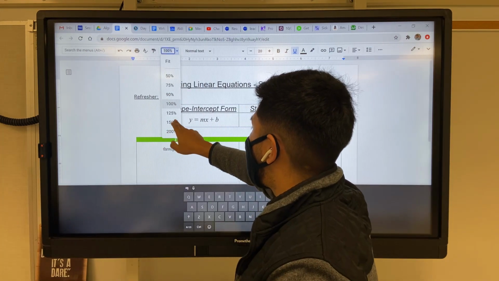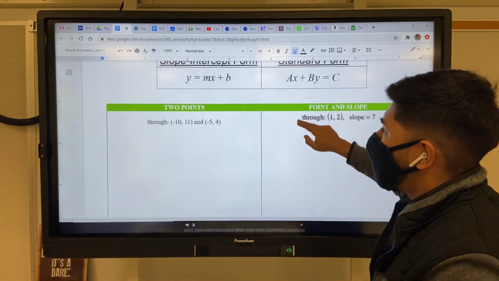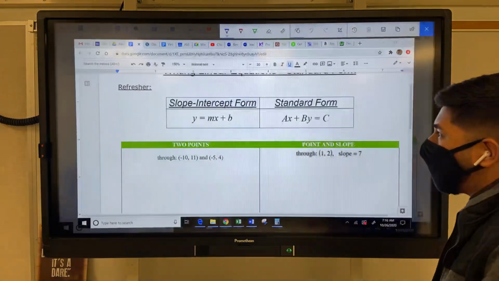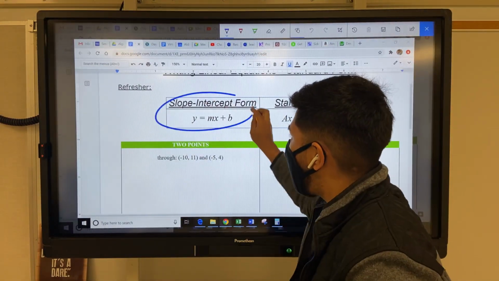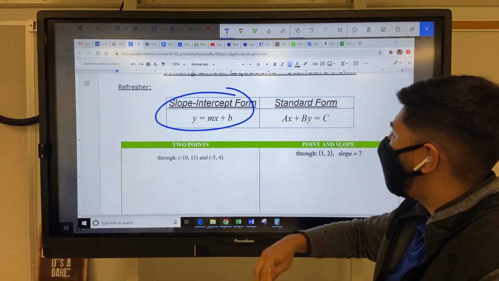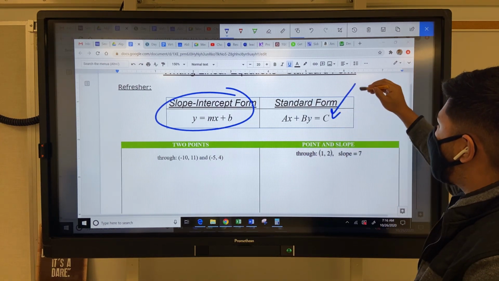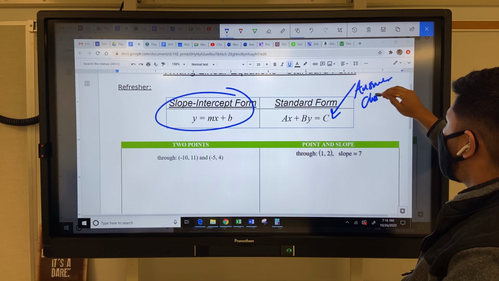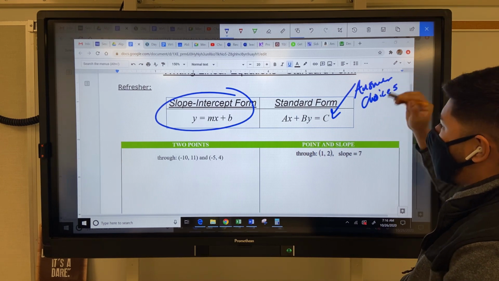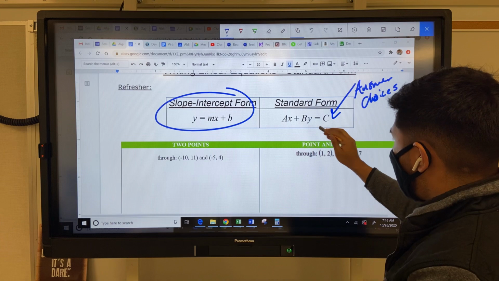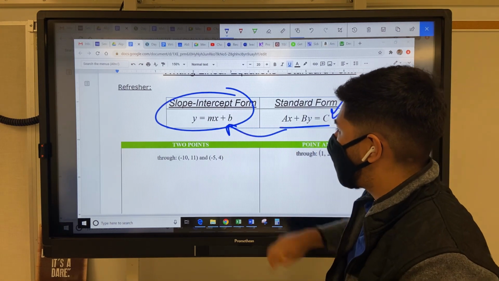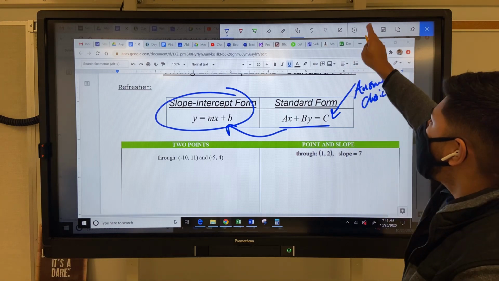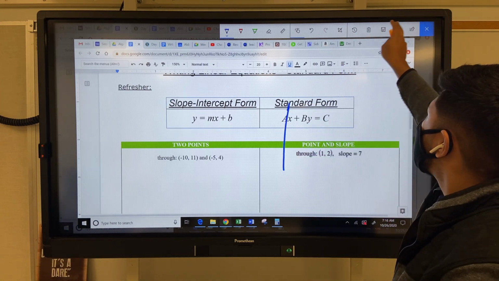Zoom in. So this is our answer. Let's talk about it first. This is what we're going to get after we solve. And this is our answer choices that we need to convert to this. So we get this and we convert it to this, just like how we've been doing it so far this year.